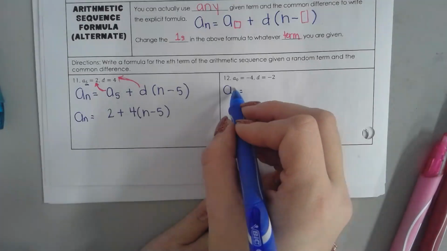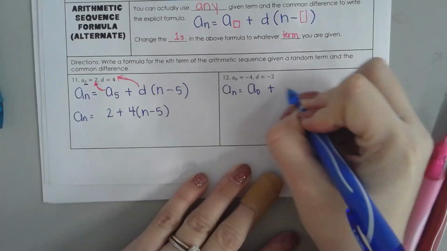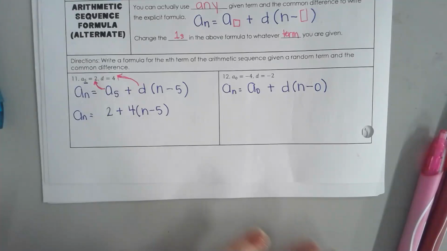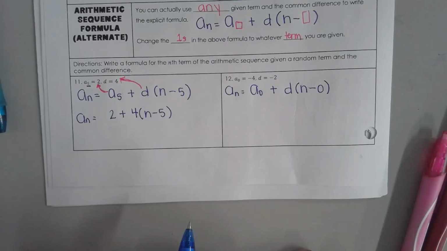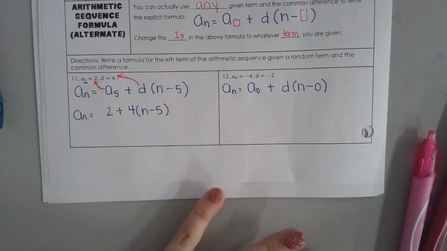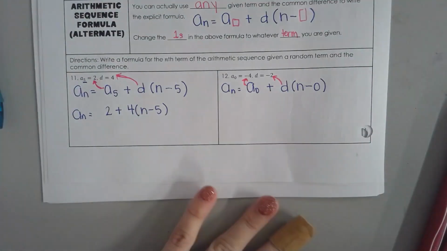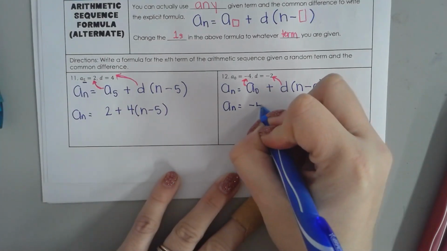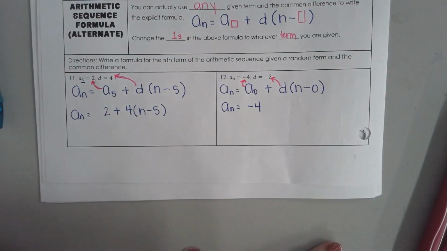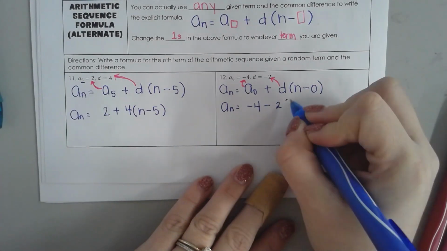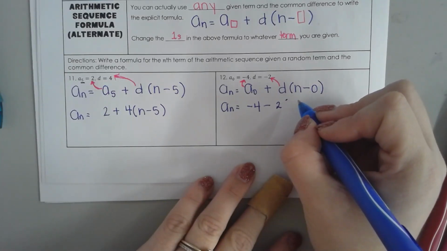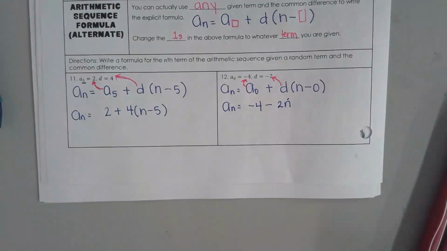Look at what you're given. You're given A0. We can use 0. We won't be using negatives there. So A0 is negative 4. The common difference is negative 2. But instead of writing plus negative 2, what am I going to write? Minus 2. And then what's n minus 0? n. You don't even have to write the n minus 0. You can leave it as just n. But what if you do put n minus 0? Will you get it wrong? No. Are there any questions?